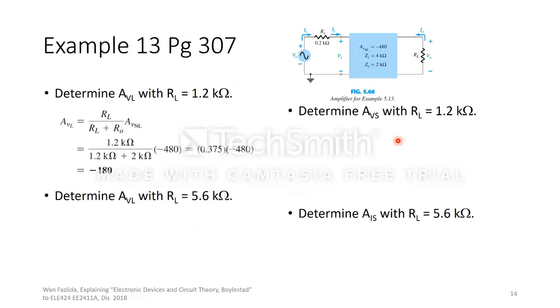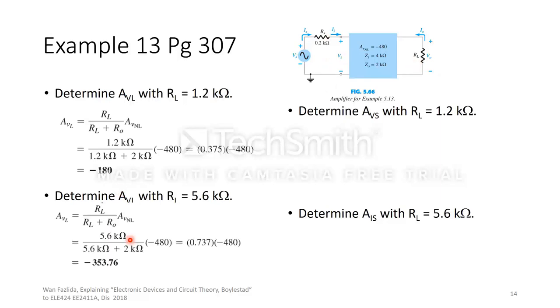So the first question, part A, it's not difficult. You just apply this formula. RL is the load resistance here, and this load resistance is 1.2 kilo ohm. Rout is the output impedance here, which is 2 kilo ohms, multiplied with negative 480, giving you a total of negative 180. So you're comparing this 180 with this 480, just because you have connected this amplifier to a load resistance of 1.2 kilo ohm.